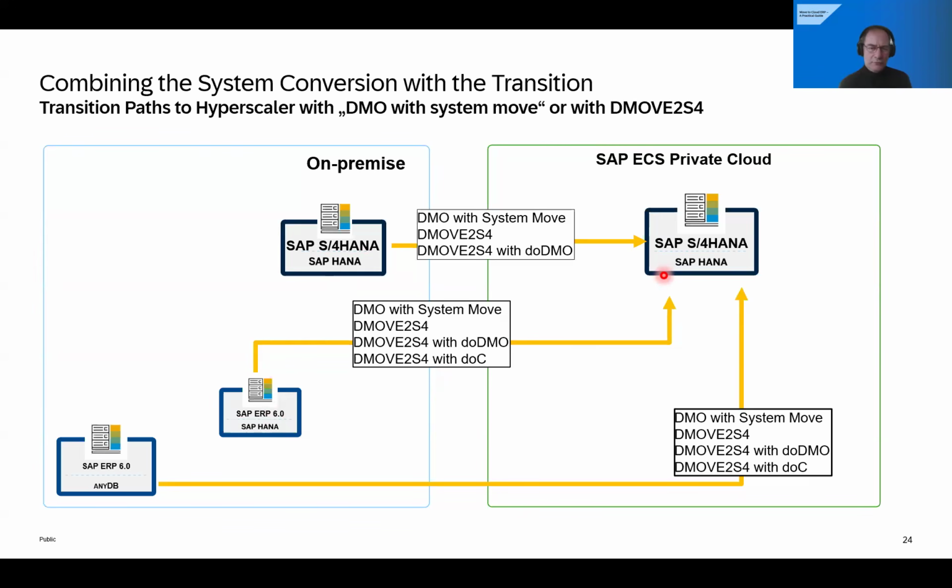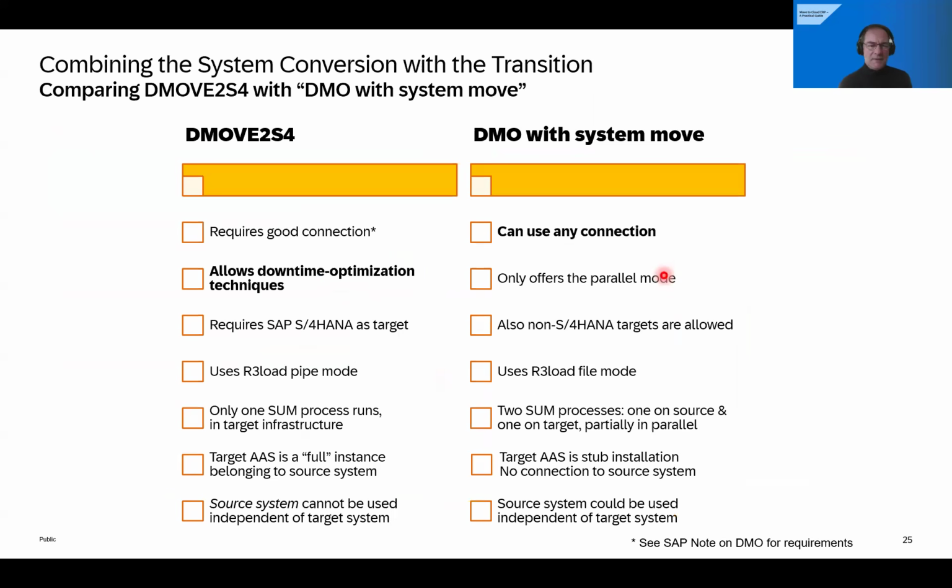That is the overview. Now, let me compare those two approaches. Most of the things I've already mentioned. The benefit of the existing approach, DMO with system move, is you can use any connection. Even if you do not have a connection between source and target, you could put the data onto a USB disk and drive it to the target.